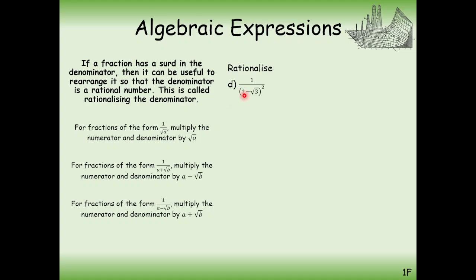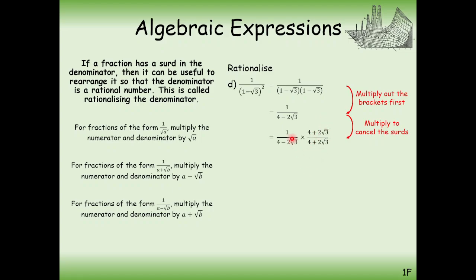So again another form, 1 minus root 3 whole square. So our expansion will be like this format. Multiply out the bracket first. So we are having 4 minus 2 root 3. Then we have to go with rationalizing the denominator.